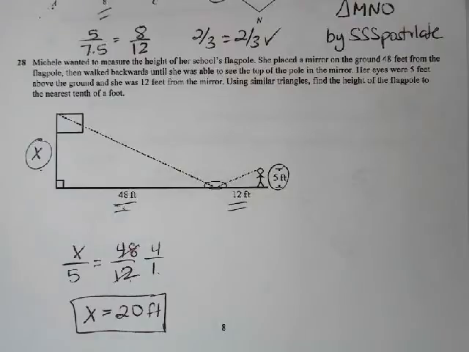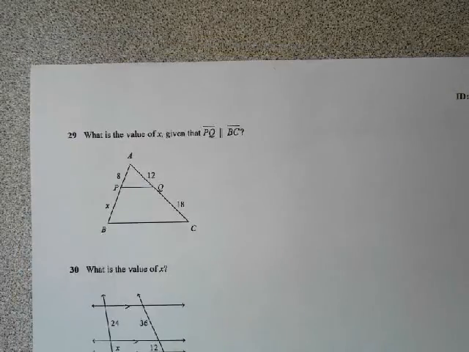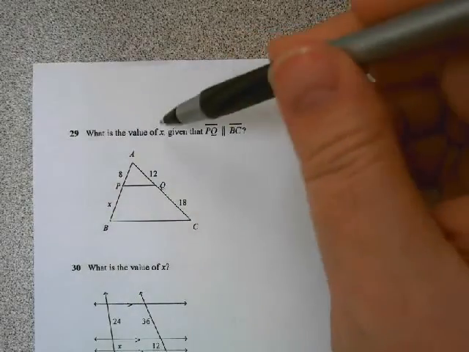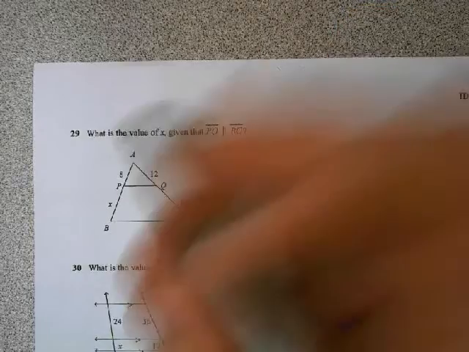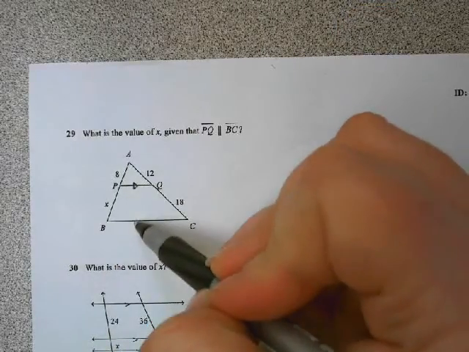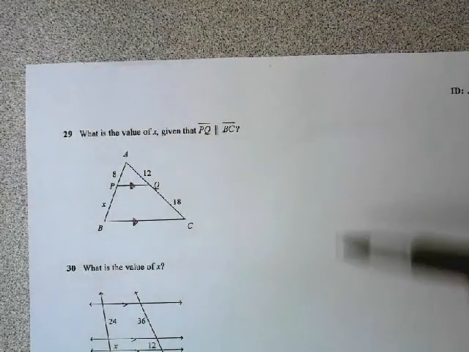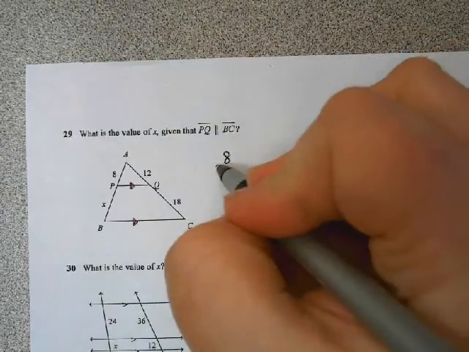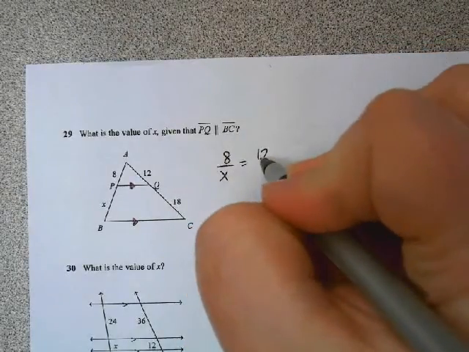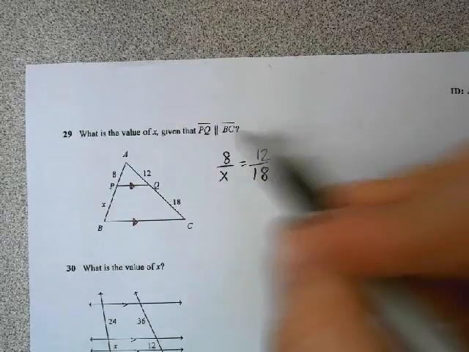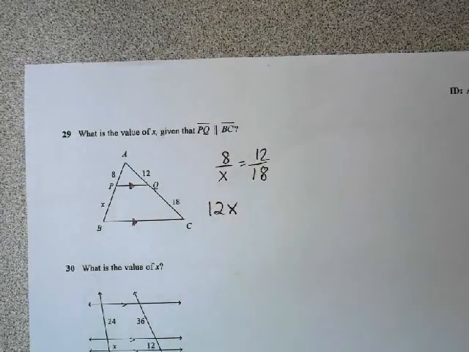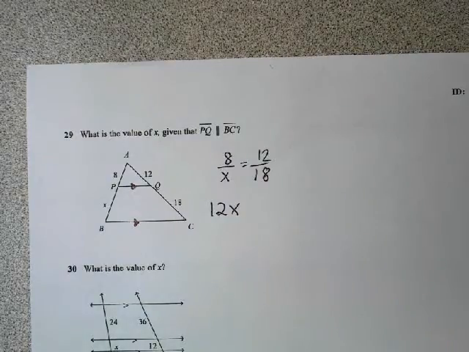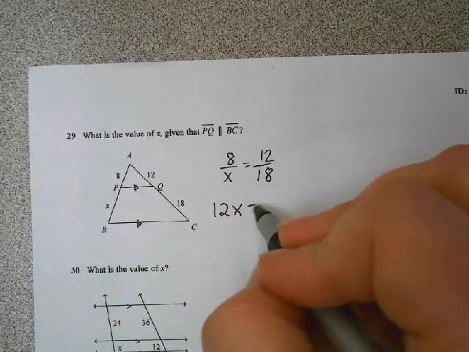Alrighty, number 29. What is the value of x given that PQ is parallel to BC? So if we know these are parallel, that means these are broken into proportional pieces. So 8 is to x as 12 is to 18, and I get to cross multiply. 12 times, I could have reduced that, but I wrote it, so I'm going to leave it. 8 times 18 is 144, divide by 12, and I got x is equal to 12.